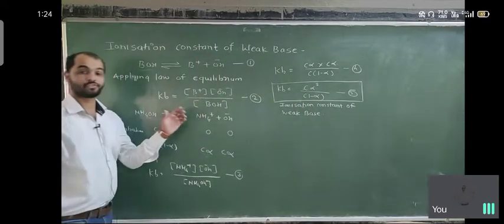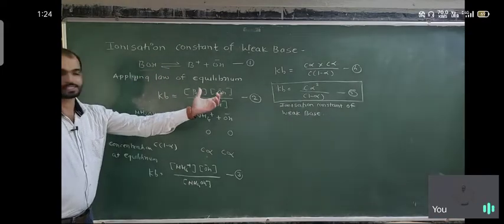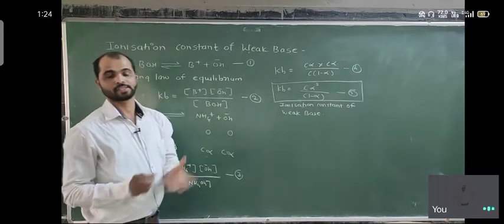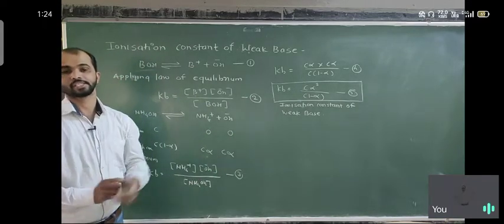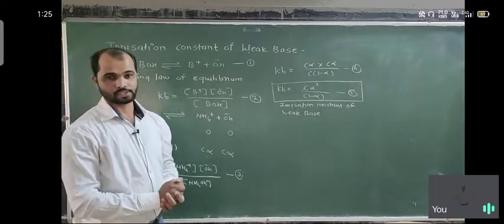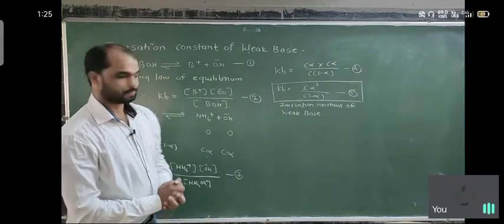So it is the same as for a weak acid, it is a weak base. So we get the same thing. What is the change? Ka and Kb. Ka is the dissociation constant or ionization constant of weak acid, and Kb is the dissociation constant or ionization constant for weak base. So it is the first point.